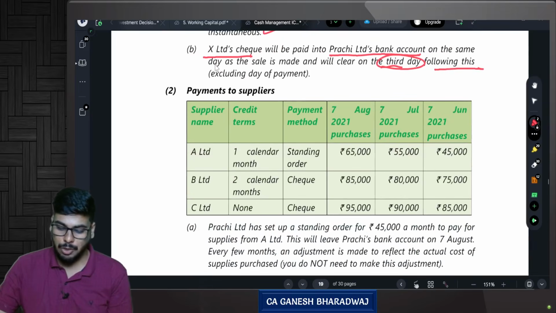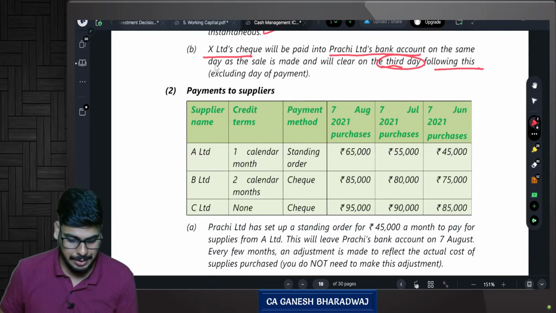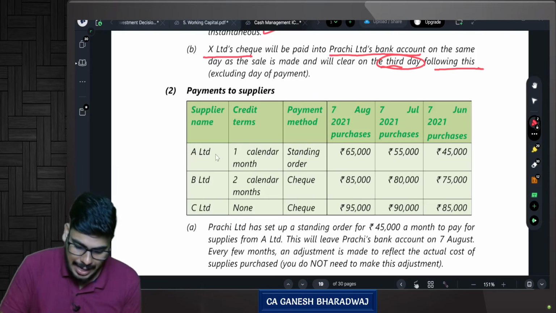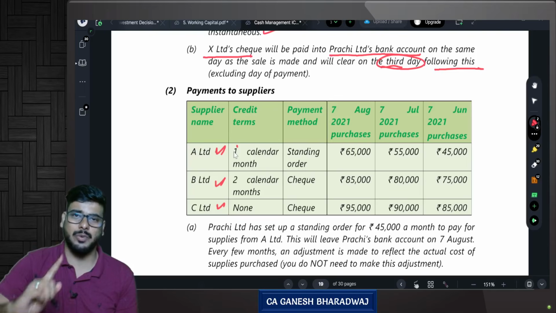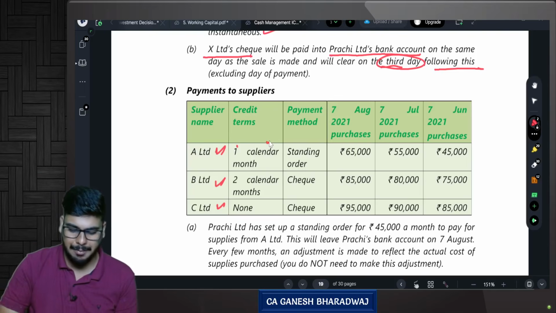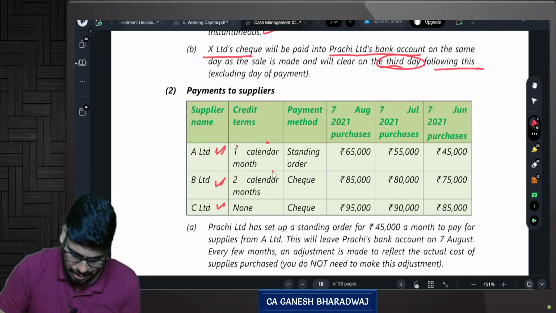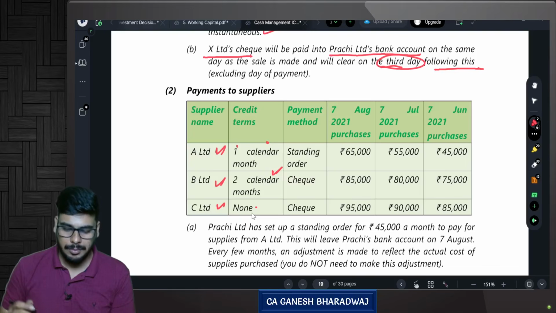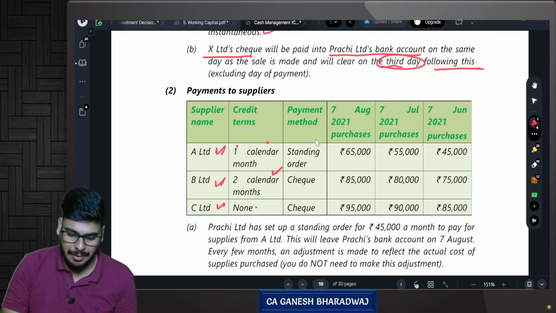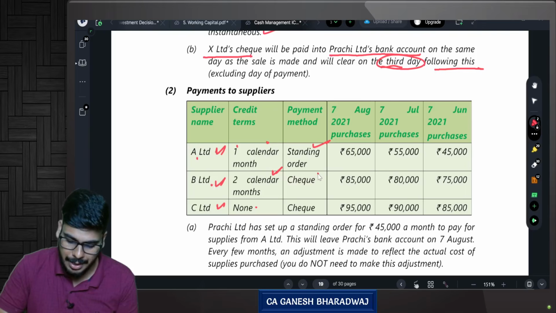Next, payment to suppliers. We have 3 suppliers, right? These are payments: A Limited, B Limited, C Limited. A Limited, if I make the purchase today, I can pay him after 1 month. B Limited, if I make the purchase today, I can pay him after 3 months. C Limited, no credit, which means I need to pay immediately. Now, payment methods are all given. For A Limited, standing order; B Limited, check; and C Limited, check, right?